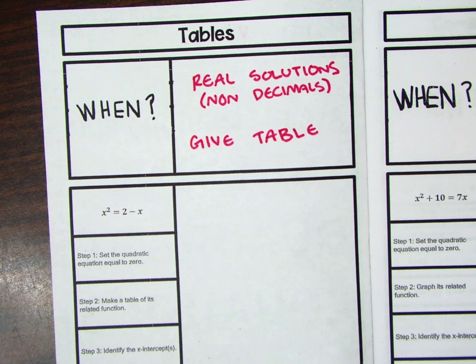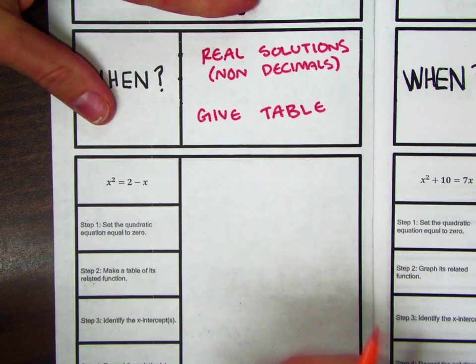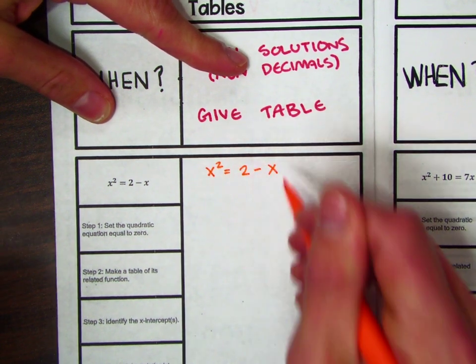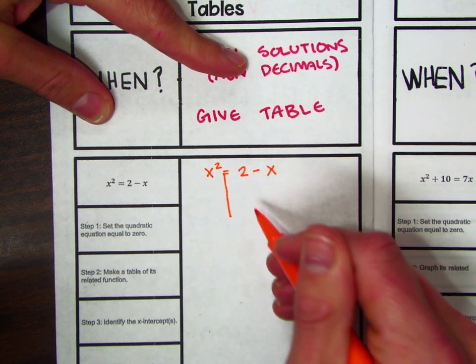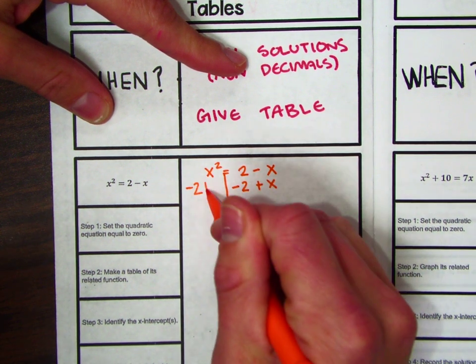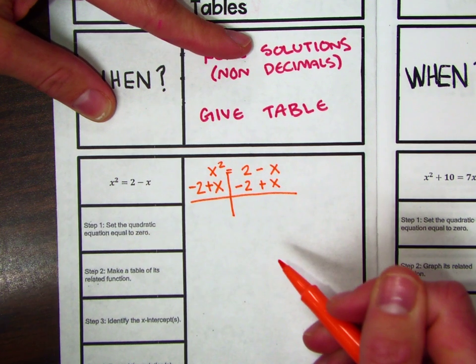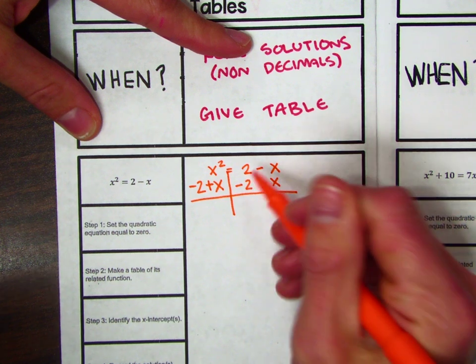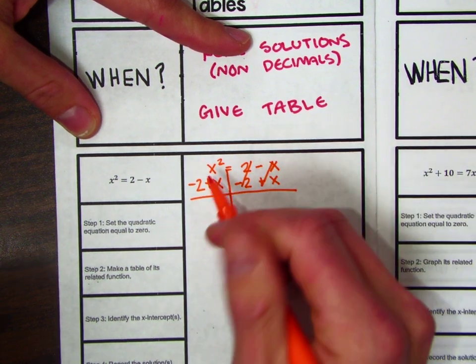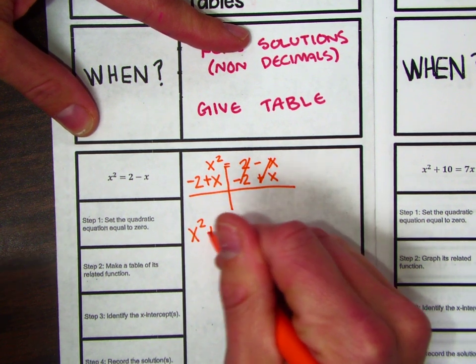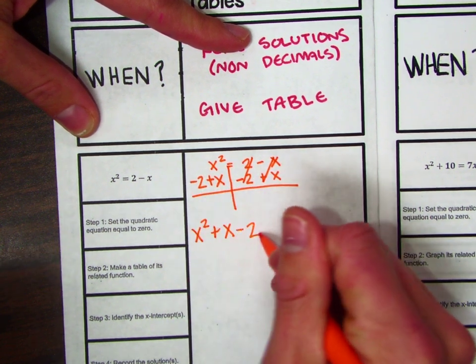All right, so I have an example here. Now, in order to type this in the calculator to get the table, we do need to set this equal to 0. All right, so I have x squared equals 2 minus x. So I'm going to draw my line, and I'm going to move everything to one side so it equals 0. So I minus the 2 and I added the x, so those are going to cancel. So over here I have x squared. Then I'm going to write the x, the positive x, and then I'm going to write the minus 2 so it's all in order.